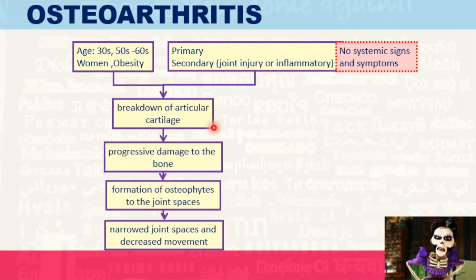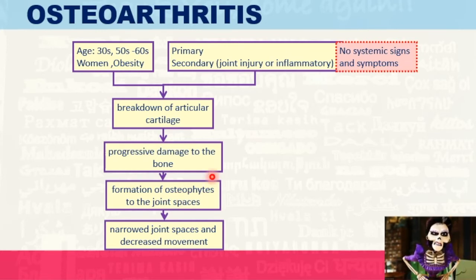Okay, so if you look at this, class, the main reason is joint injury or inflammation, which gives us a cue that when we are talking about osteoarthritis, we rarely or do not even find systemic signs and symptoms. Now all of these factors combined would lead to the breakdown of articular cartilage. The breakdown of your articular cartilage would lead to progressive damage to the bone. This progressive damage to the bone would lead to the formation of osteophytes. So class, osteophytes are bone deposits in the joint spaces.